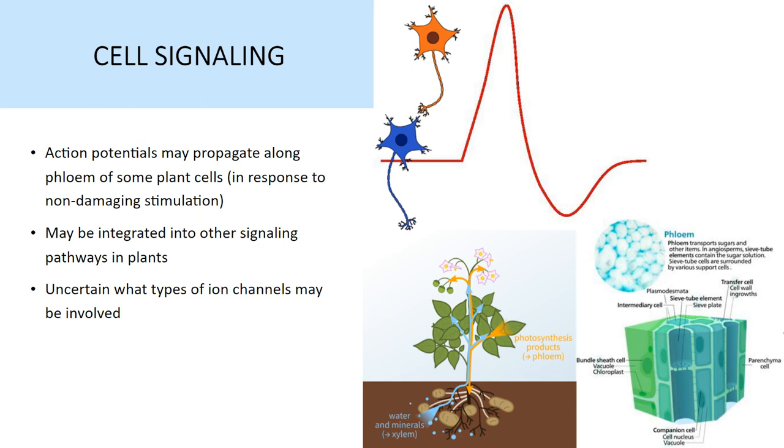Signaling throughout the entire plant may also be possible via action potentials, which have been shown to travel along the phloem of some plants in response to some stimuli, almost like nerves. It's been proposed that these action potentials may be integrated with other plant signaling pathways as the plant responds to stimuli. It is unclear exactly which ion channels are involved in plant action potentials, but the fact that plants and animals both evolve these signaling pathways is another way that the concepts from plant and animal biology can reinforce one another.